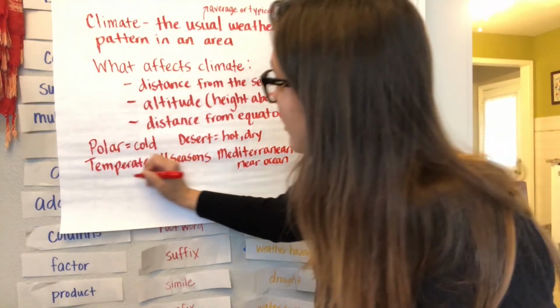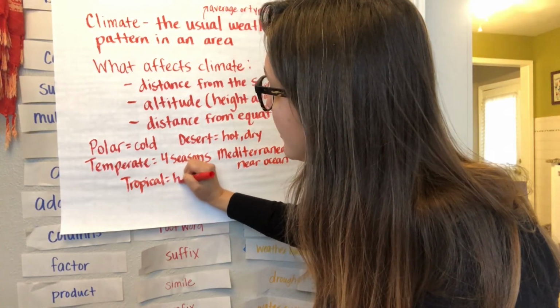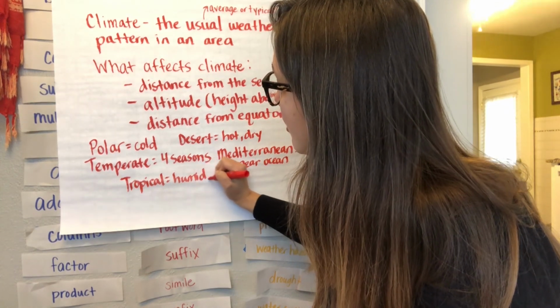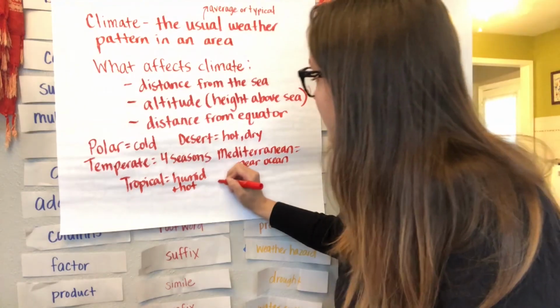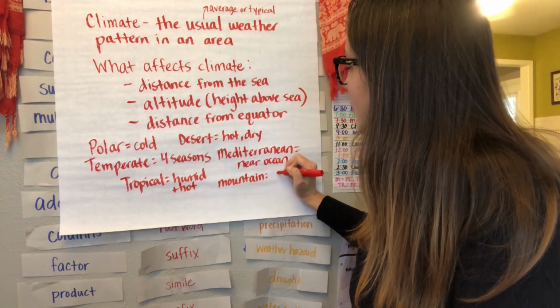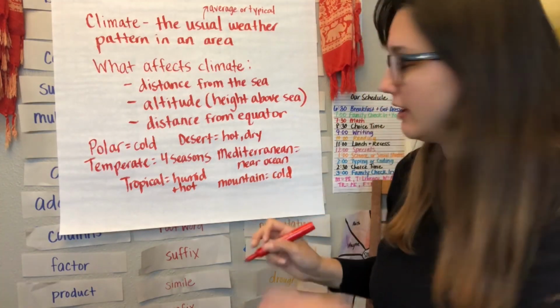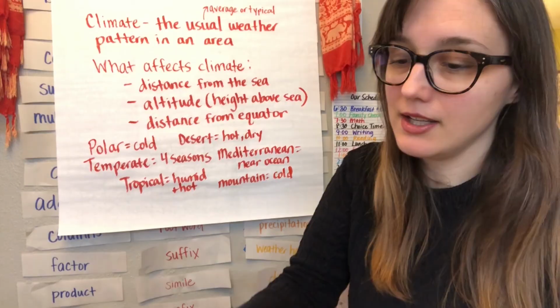And then we have tropical, which is humid and hot. And then mountain, which is kind of colder. Okay, from the pictures, that's what I can tell so far. All right, let's keep reading.